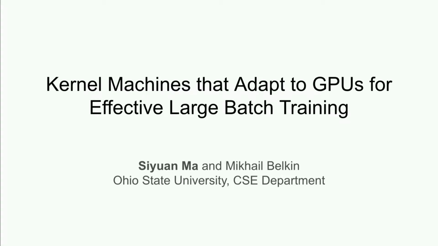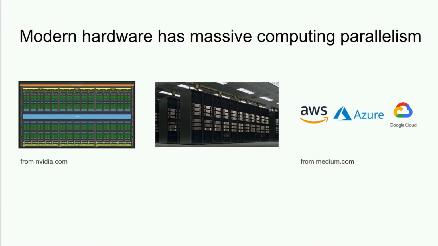So today I would like to provide you some new insights into large batch training and show how to apply these insights to improve the training on modern hardware. So what's the modern hardware I'm talking about? It's typically something like accelerators, GPUs, TPUs, and computing clouds, like computing clusters. All this hardware commonly has a huge, massive computing parallelism.